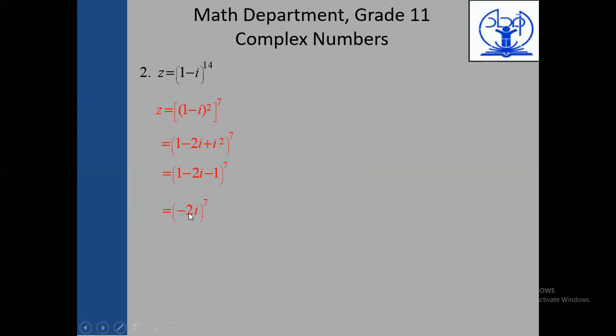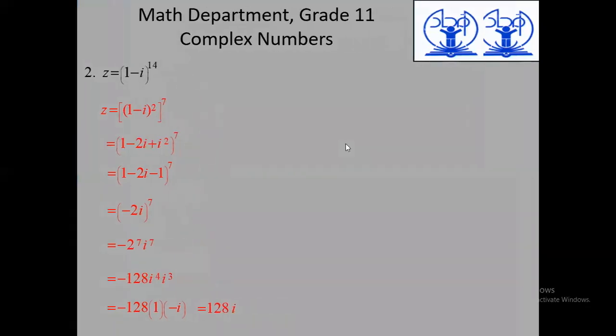Now, it will be minus 2 to the 7 times i to the 7. So you will keep the minus since the exponent is odd. So it's minus 128. But i to the 7 is nothing but i to the 4 times i to the 3. And i to the 4 is 1, and i to the 3 is negative i. Finally, this is 128i.